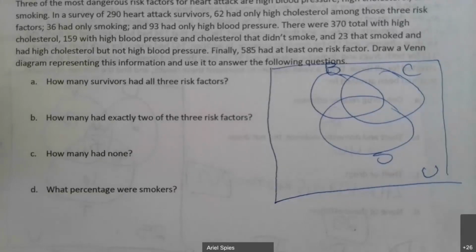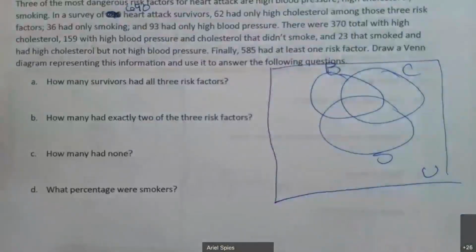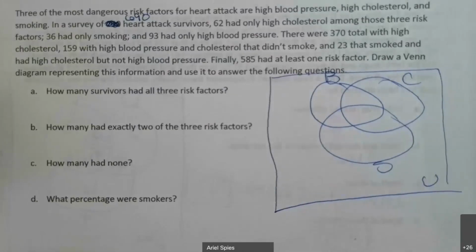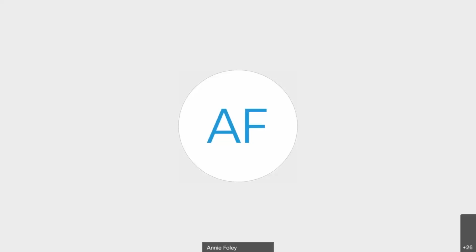Okay, and then I apologize again. Apparently when I reviewed this for my typos, I just skipped this page. Instead of 290 heart attack survivors, it should be 690. I don't know how I messed that up. Those numbers aren't even close to each other on the keyboard. 690, correct? Yeah, 690.